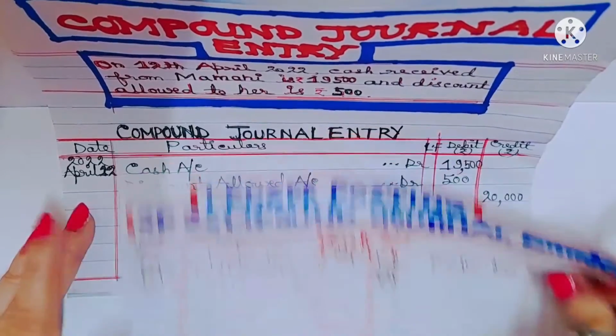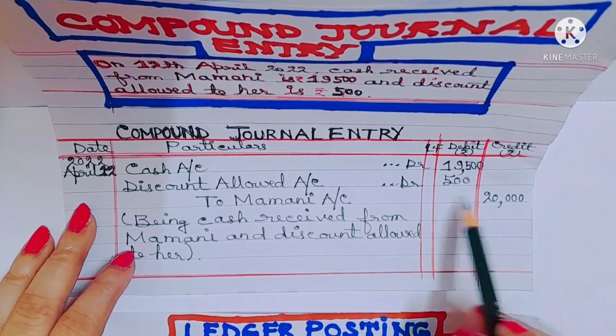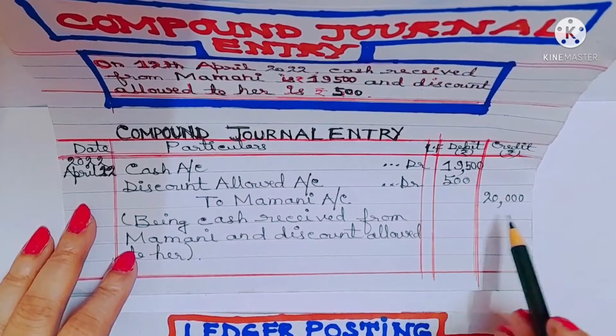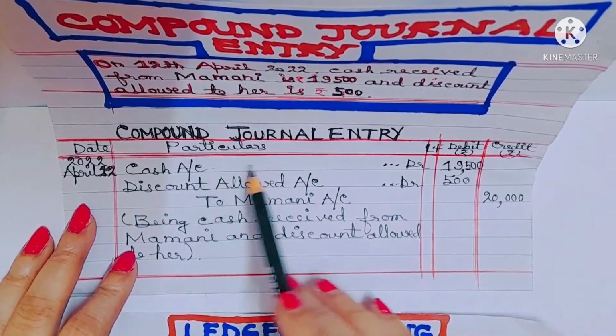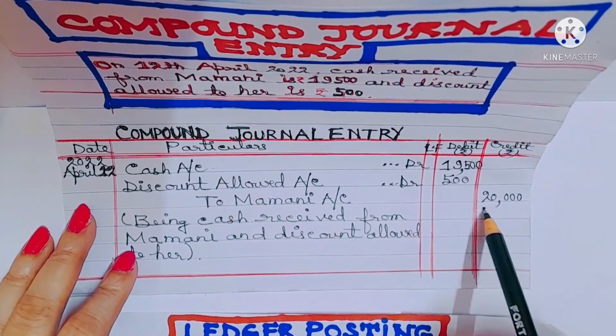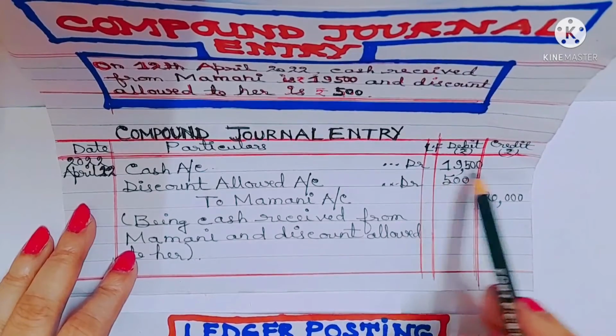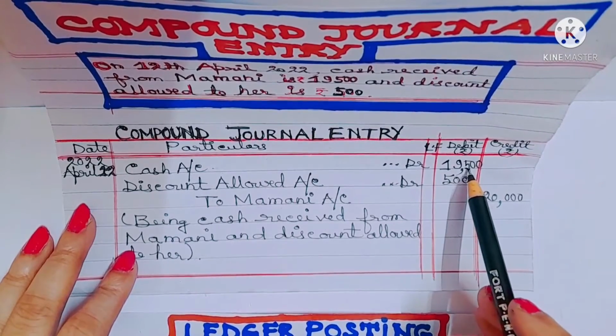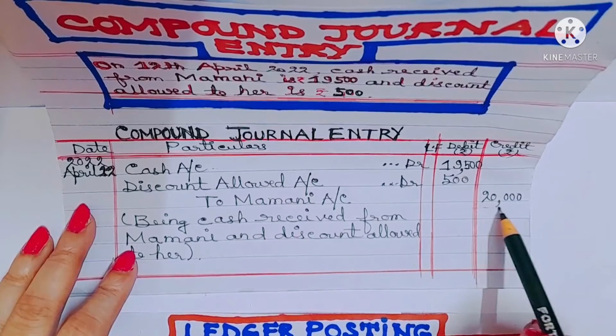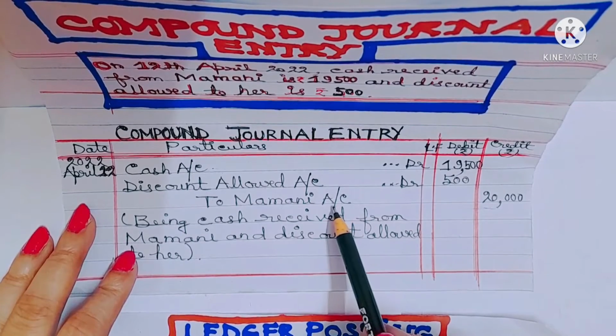What is the amount? Don't write 20,000 because we are preparing the cash account. We are not preparing the Mamuni account. What is the amount of the cash account? 19,500. Please don't write 20,000. We are not preparing the Mamuni account.